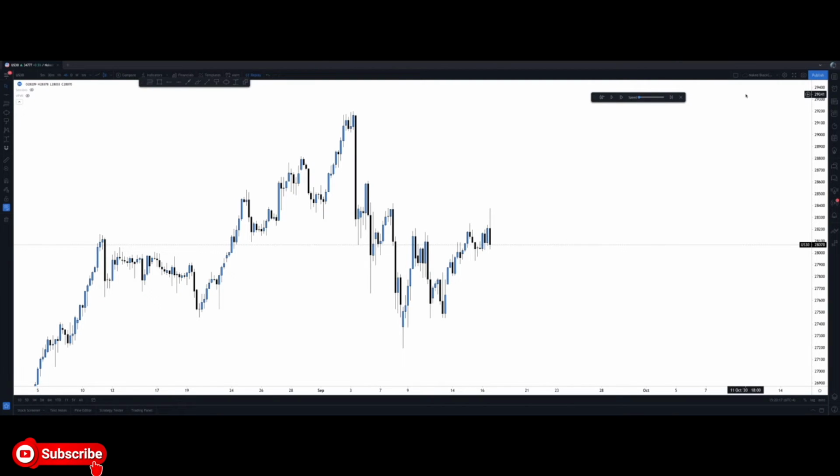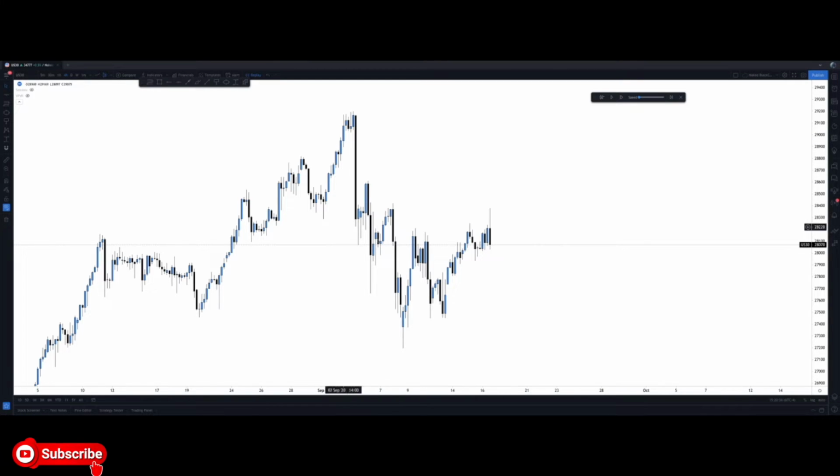Back with another little video, and today I'm going to be going over the volume profile and how I use it and what I use it for. Basically just explaining what it does, the reason it's doing what it is, and just a basic explanation for anyone that doesn't know how to use it.